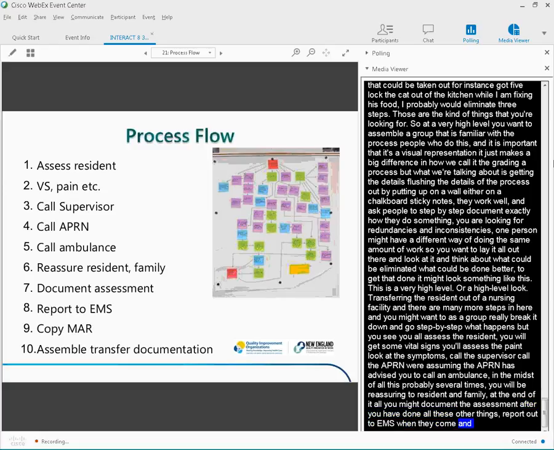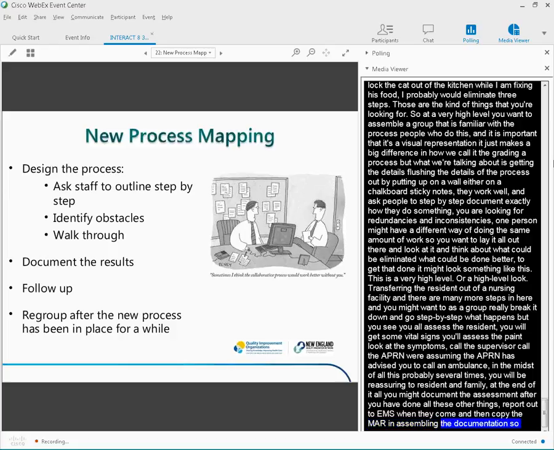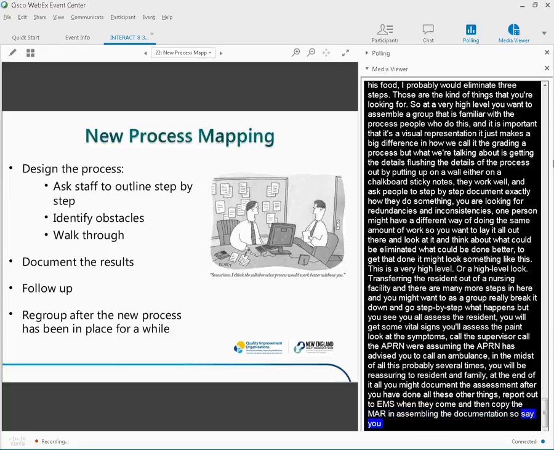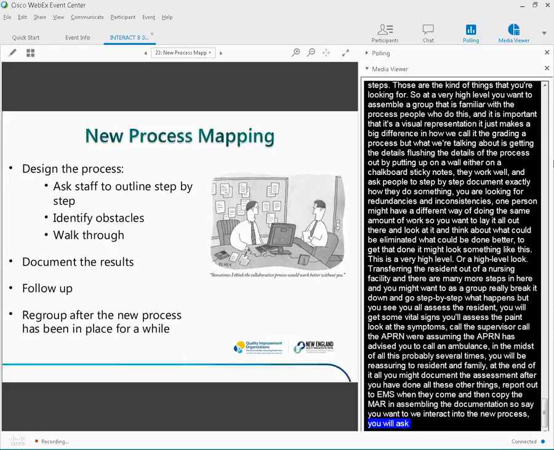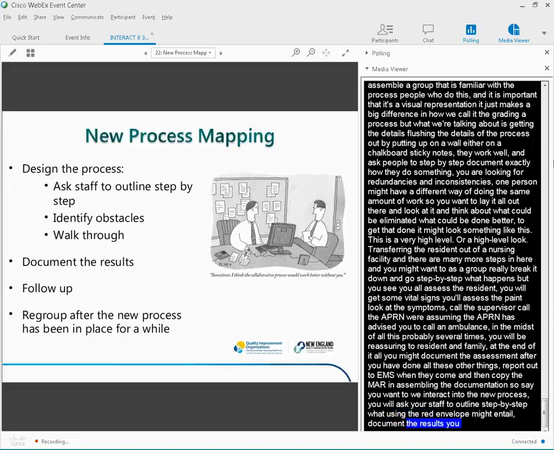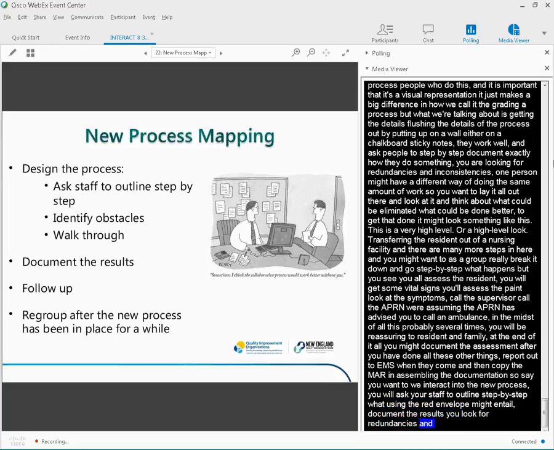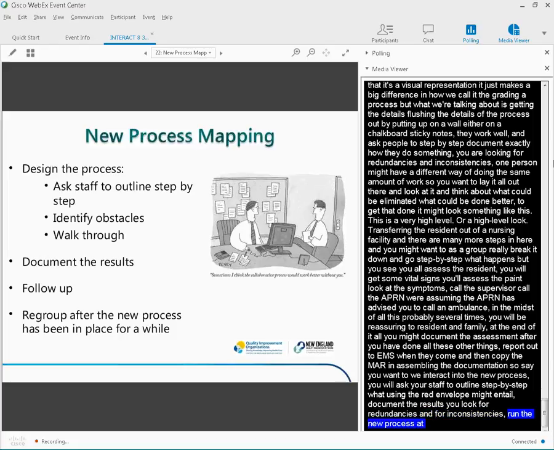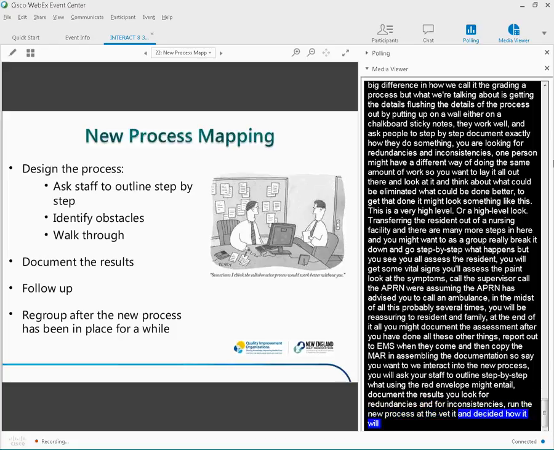So say you want to weave Interact into the new process, you're going to ask your staff to outline step by step what using the red envelope might entail. Document the results. Again, you're looking for redundancies, you're looking for inconsistencies. Run the new process after you've mapped it out, after you've decided how it's going to be done, and then regroup after about a month to talk about how it's going.